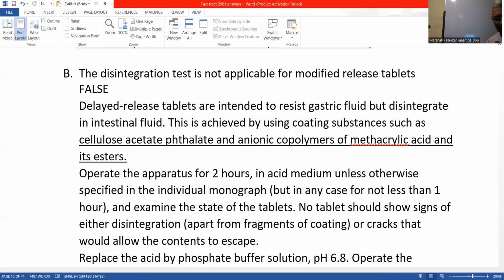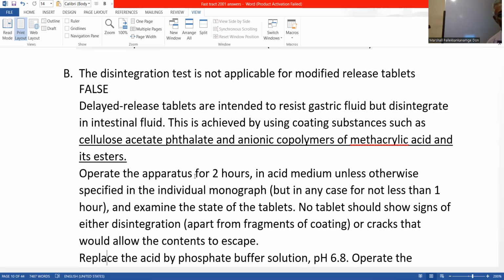C, operate the apparatus for 2 hours in acid medium. This is for enteric coated tablets. Enteric coated tablets are covered with cellulose acetate phthalate, at least remember this one. The tablet is kept in acid medium, similar to gastric acid, for 2 hours, and the tablet should not be broken or nothing should happen to the tablet.